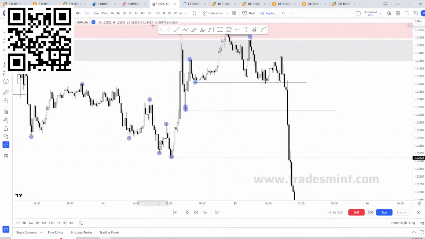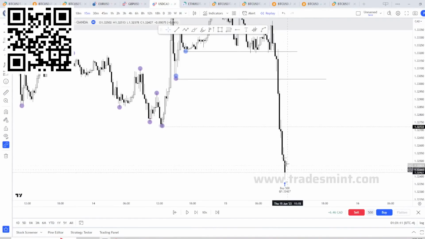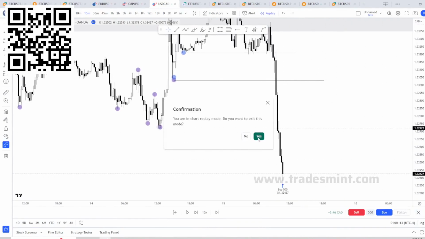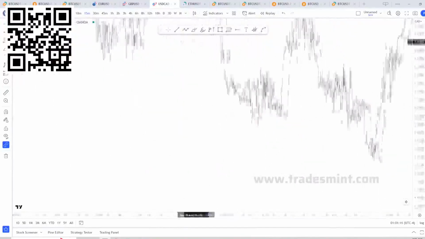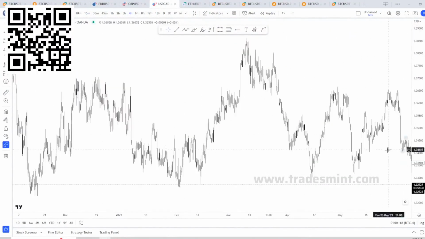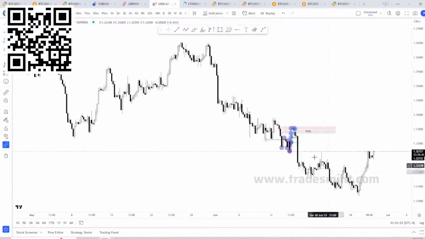So obviously this is where the 4 hour put in its lower low, perhaps, maybe even lower. We can cancel the replay. I don't know where this ended up. Wow, I guess we were a little bit further back than I envisioned, but okay. So it looks like the 4 hour structure trend actually has continued bearish.